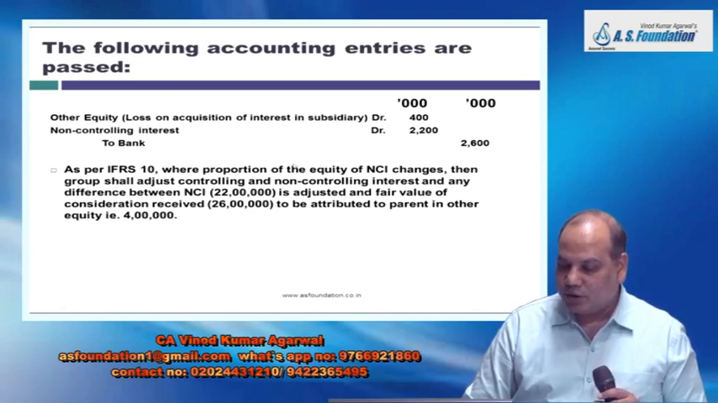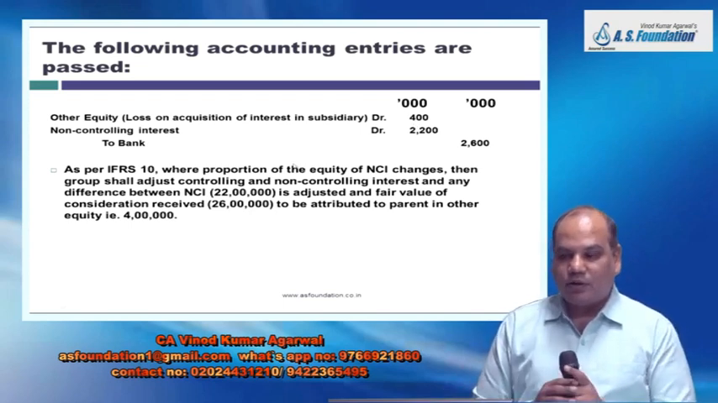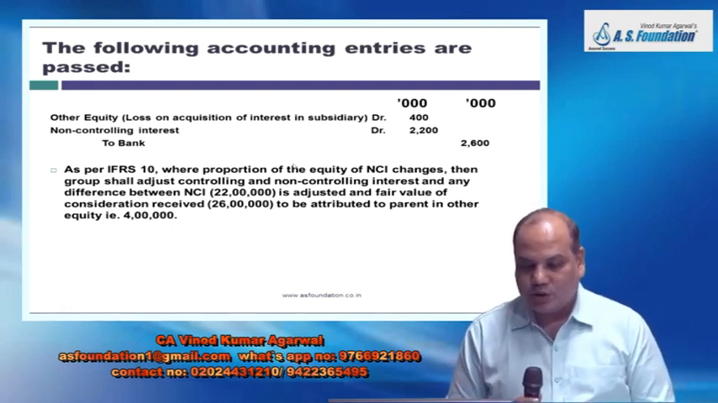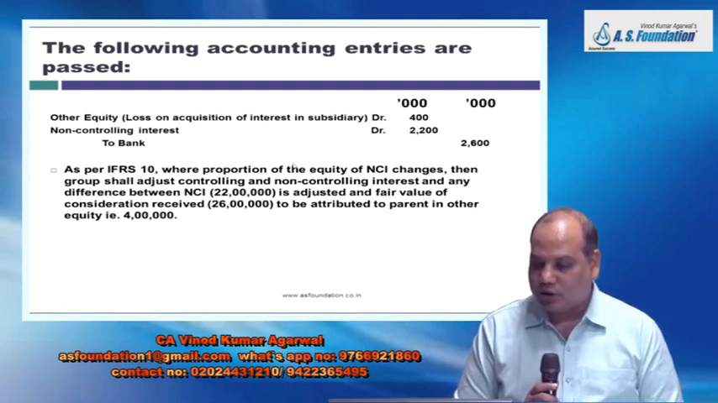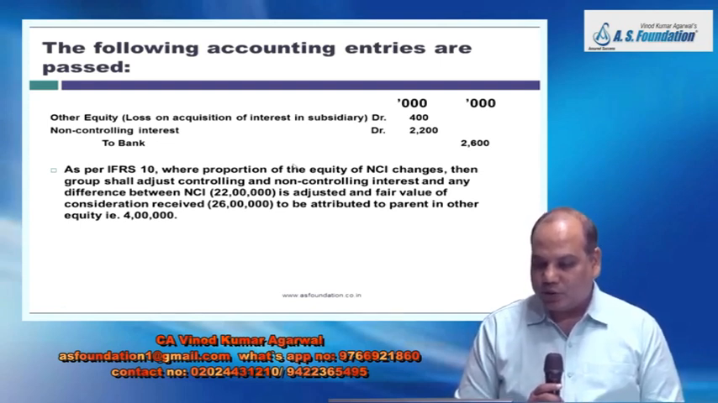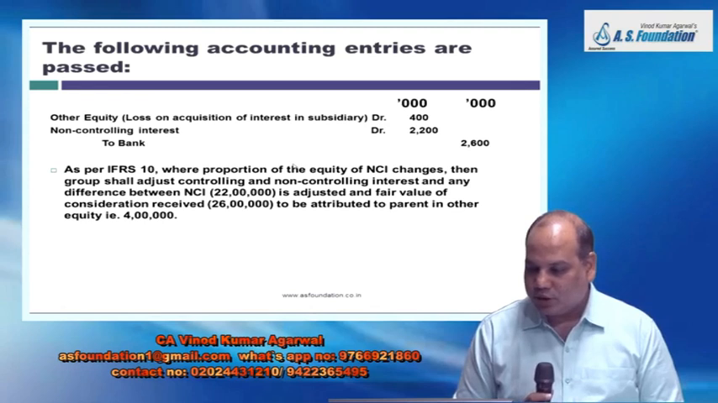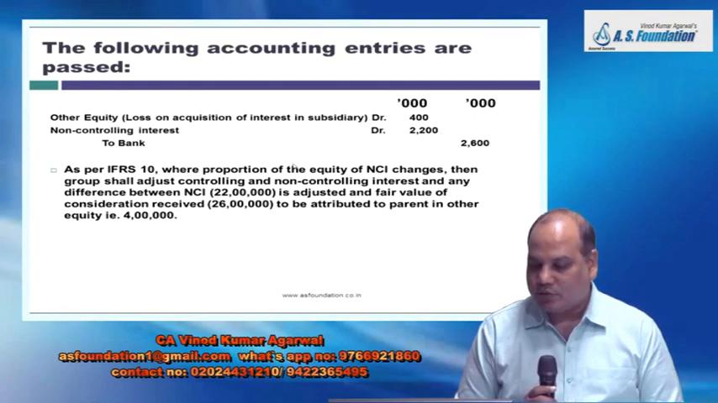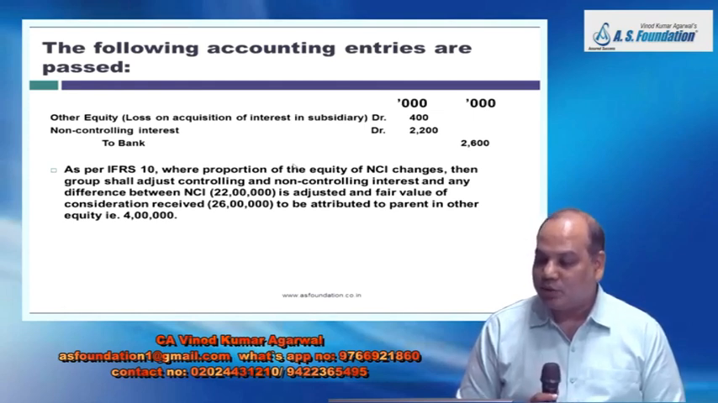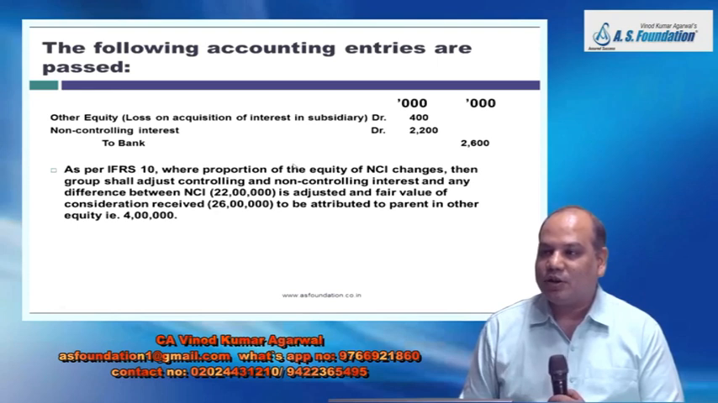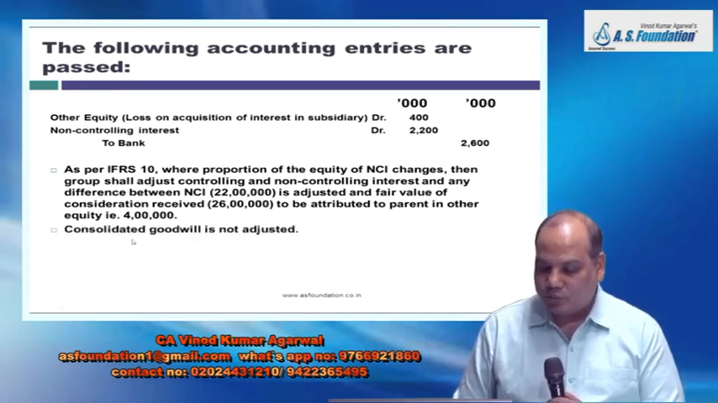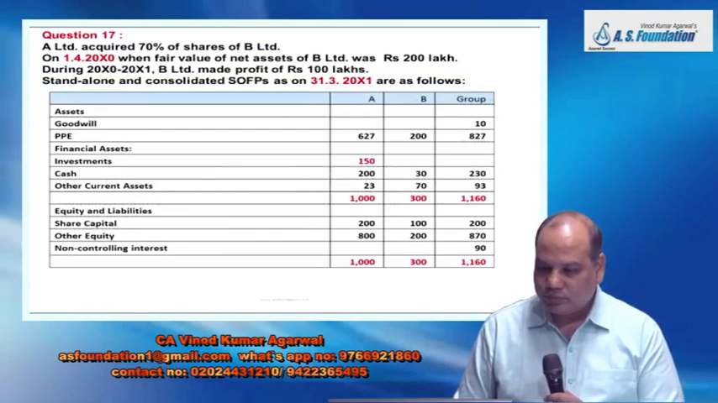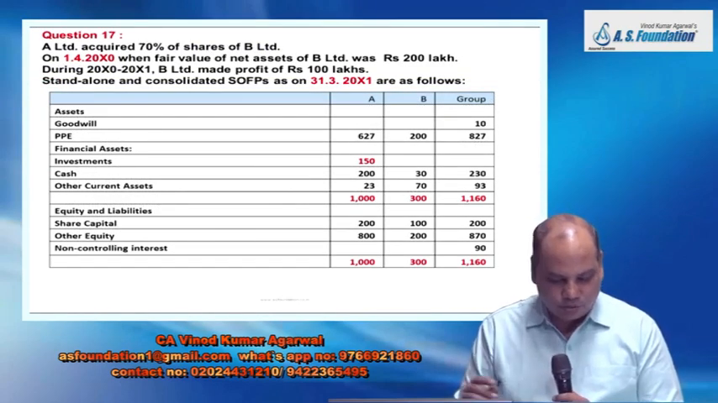Okay. And then you will write the same note as per IFRS 10, where proportion of equity of NCI changes, then group shall adjust controlling and non-controlling interest, and any difference between NCI, that is 22 lakh, is adjusted, and fair value of consideration received, that is 26 lakh, to be attributed to parent in other equity, that is 4 lakh. And one more note, consolidated goodwill is not adjusted. Okay. Now one more question for today.